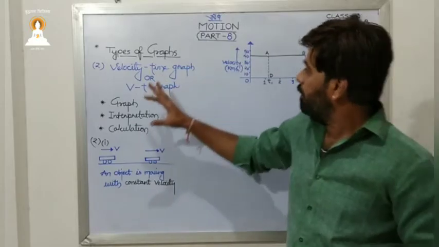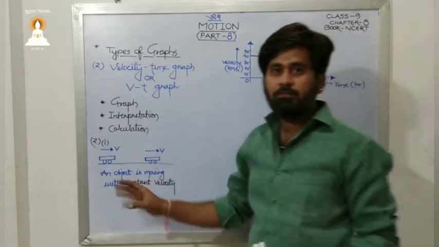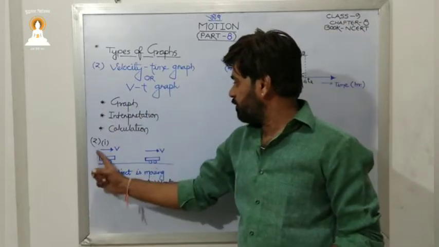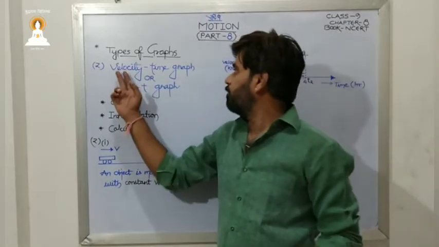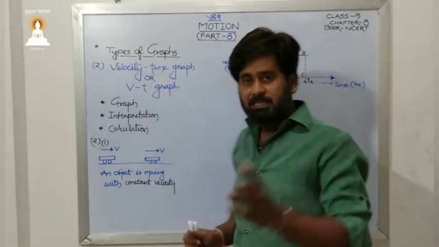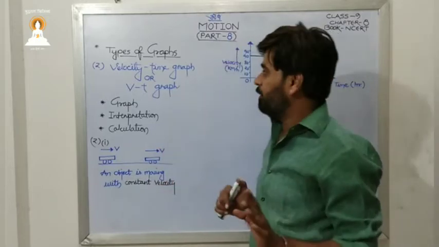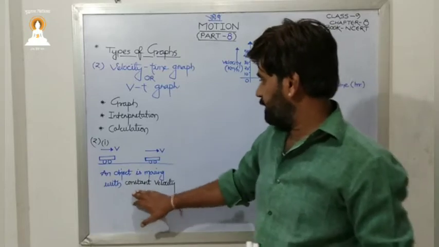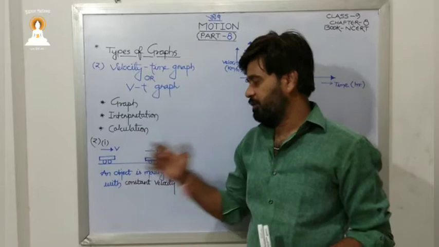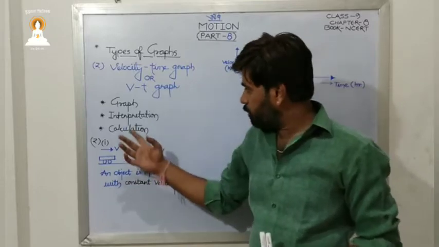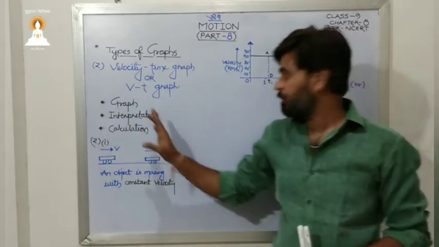As we have done earlier, we are going to do the same thing. First of all, the first case: an object is moving with a constant velocity. Now, velocity time graph, different cases. In the first case we are going to discuss when the velocity will be constant. For constant velocity we will draw the graph, then do the calculation and interpretation. Which type of calculation we can do and what is the interpretation for that particular case.